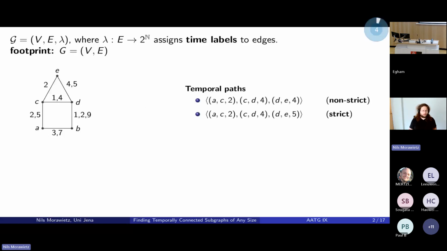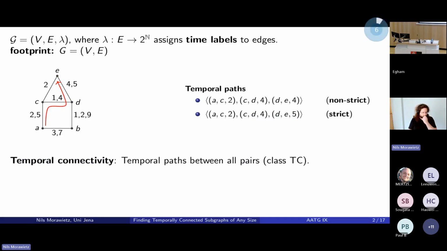And in such temporal graphs, we are interested in temporal paths. So for example, here on the left side, we can go from A to E by going, if we allow non-strict paths, with time label 2 to C, and then with time label 4 to D, and also with time label 4 to E. This is the non-strict path where we only want non-decreasing labels, but not necessarily strictly increasing. But on the same topology path, we can also have a strict one where we just traverse the last edge at time 5.